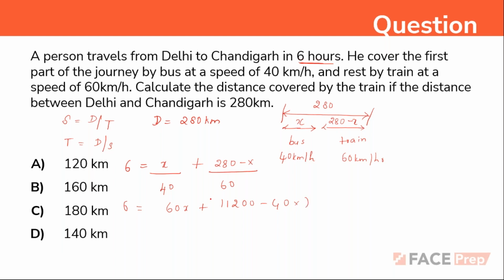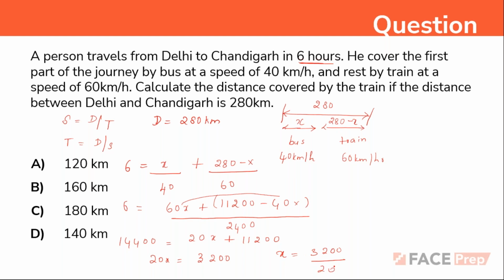So 11200 minus 40x, divided by 40 into 60, which is nothing but 2400. Now here 2400 into 6 is 14400. 14400 is equal to 60x minus 40x, which is 20x, plus 11200. So here 20x will be equal to this value minus this value, which is nothing but 3200 as the difference. If 20x is equal to 3200, x is equal to 3200 divided by 20, which is 160. Hence the value of x, the distance covered, is 160 kilometer.